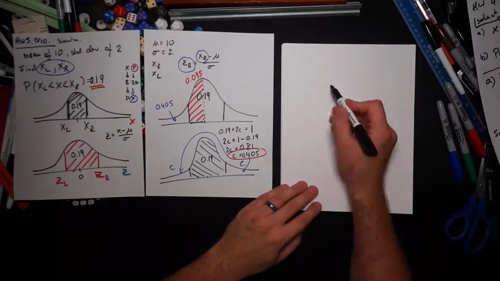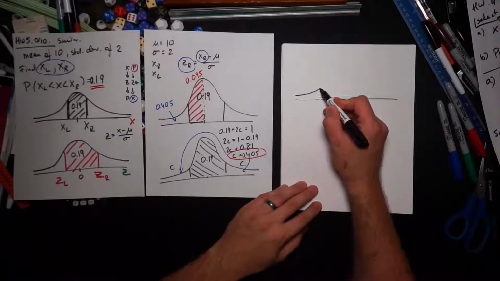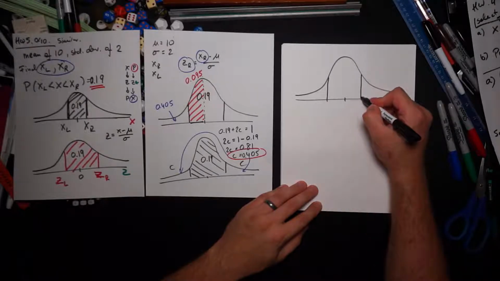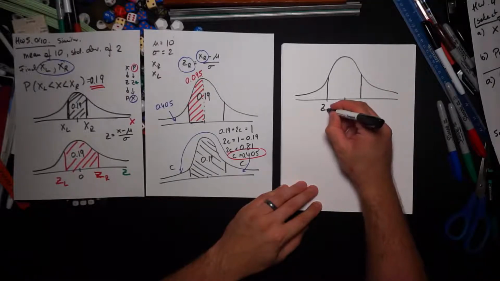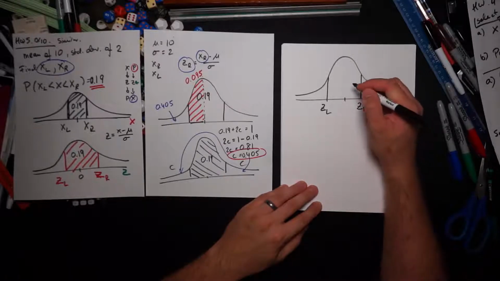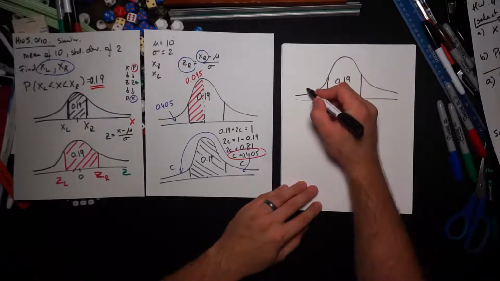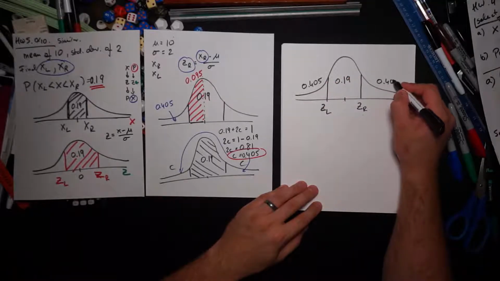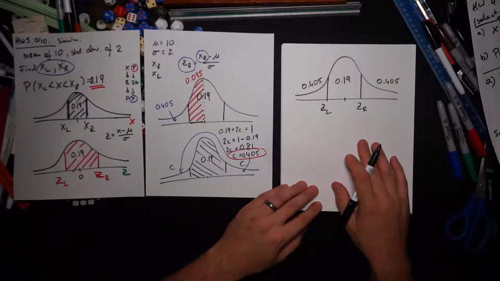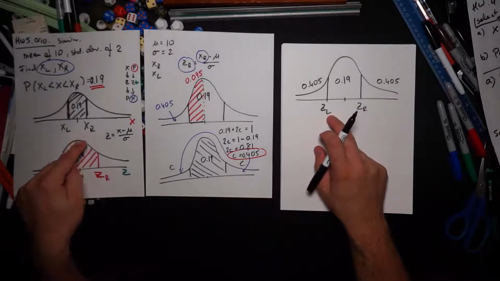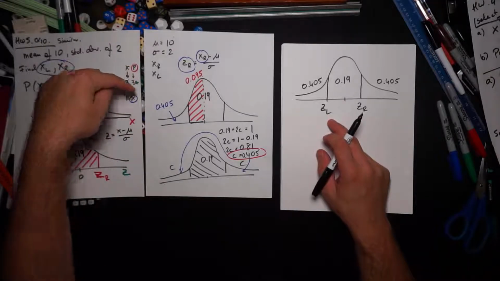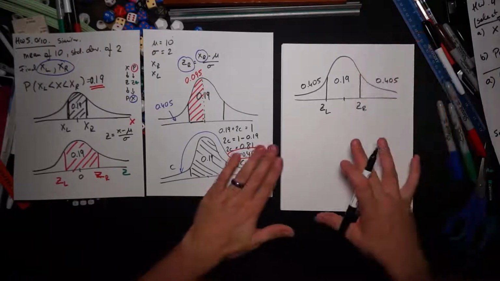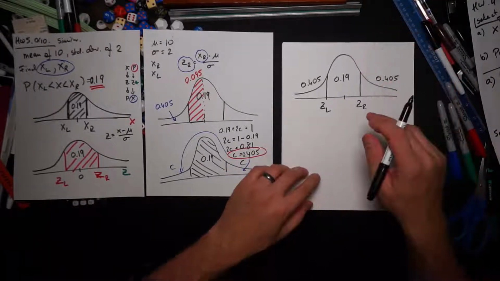What do we do with this information? Well, now let's clean this mess up. This is going to be z left, z right, 0.19, this is 0.405, and this is 0. So we have this. Now, why am I using z's? Because z's and p's go together. X's and p's don't go together. That's the way I remember. Z's and p's.